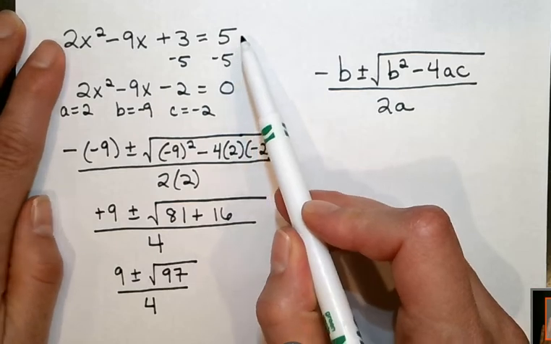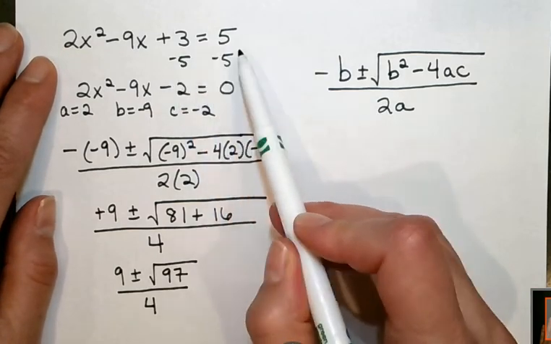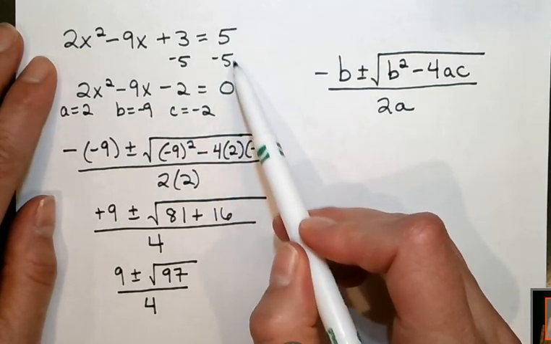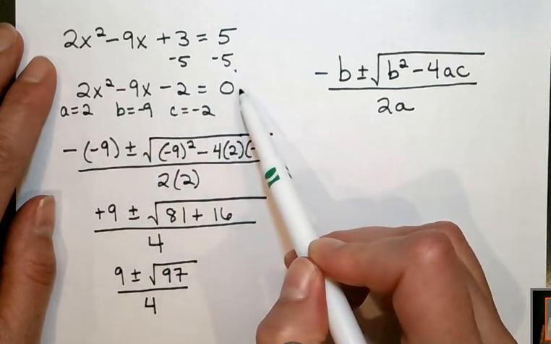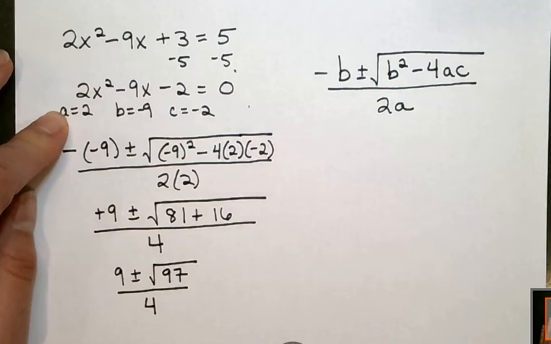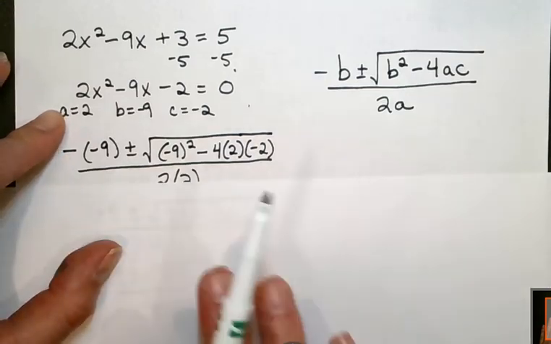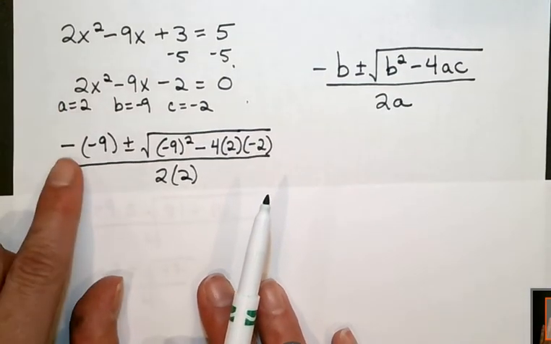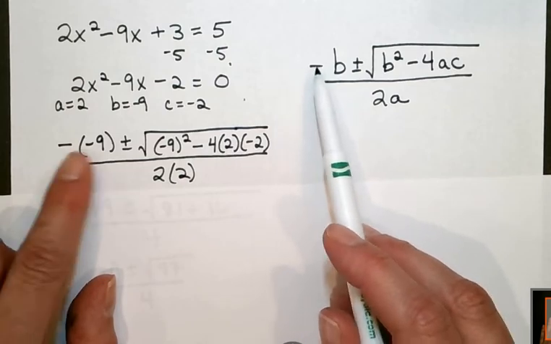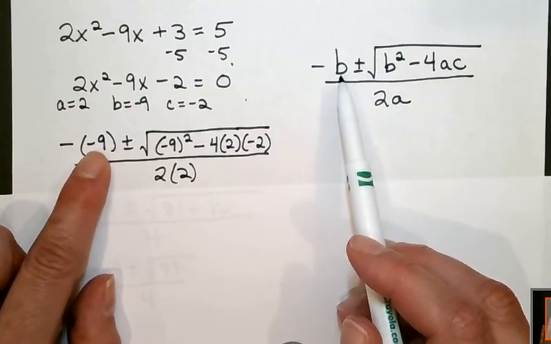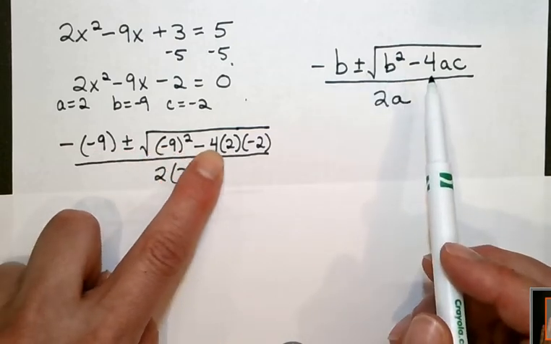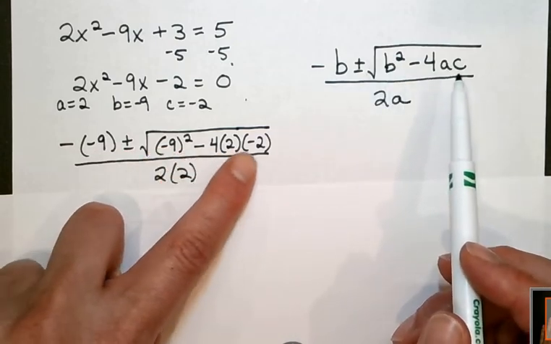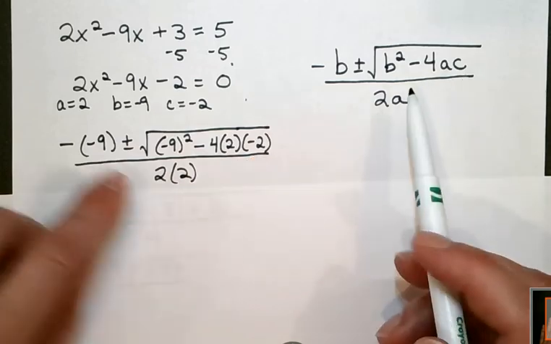This one here, I started by setting the side equal to 0. I subtracted 5 on both sides, and that gave me this. I identified my A, B, and C, and then I plugged into my formula. So I took the negative of my B, or the opposite of negative 9, plus or minus the square root of my B squared minus 4 times A times C, all over 2A.